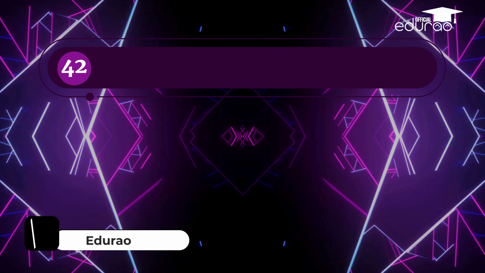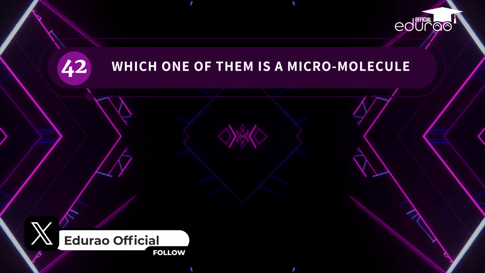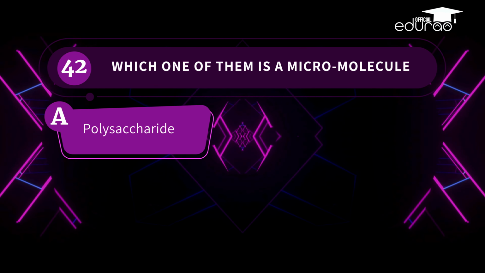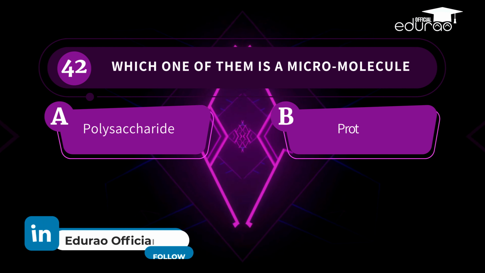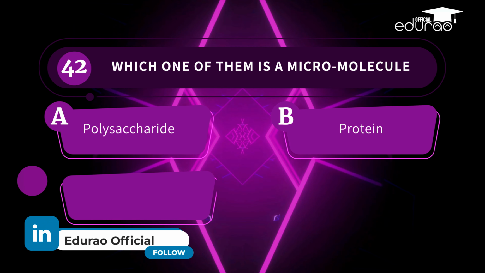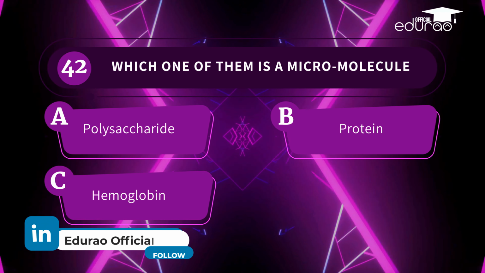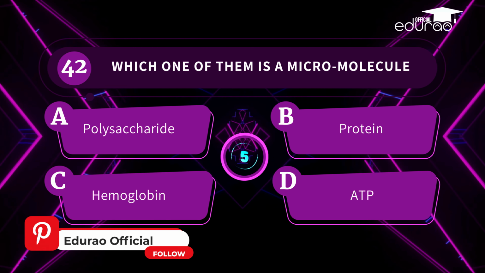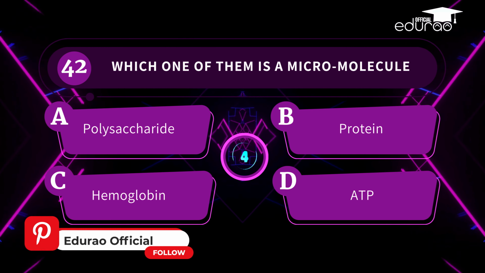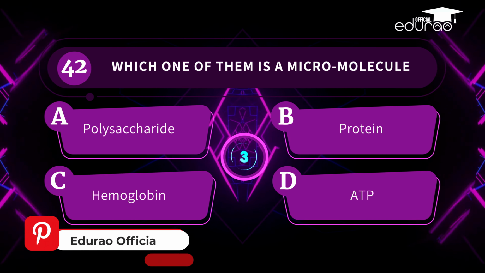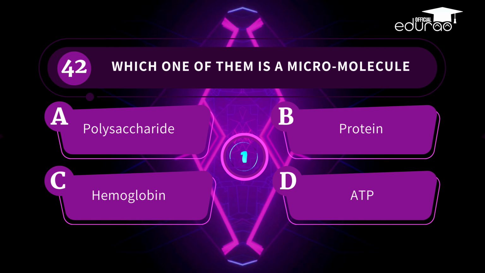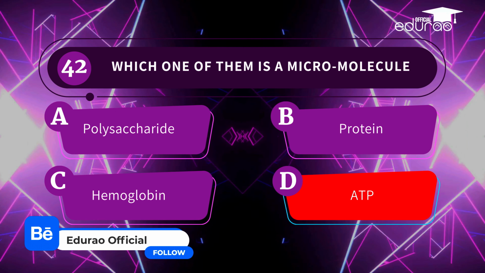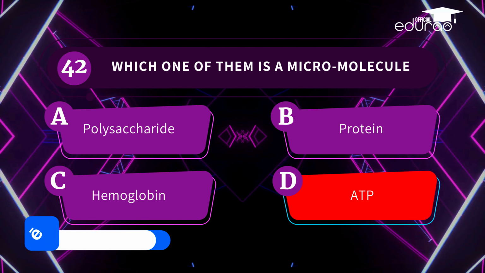Question 42. Which one of them is a micromolecule? A. Polysaccharide. B. Protein. C. Hemoglobin. D. ATP. You're completely accurate with that. The correct answer is ATP.